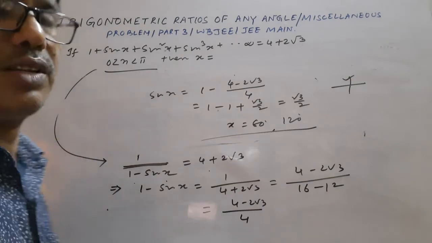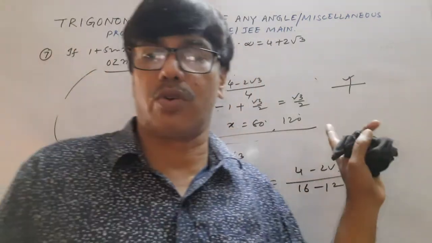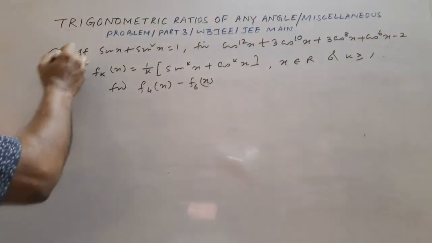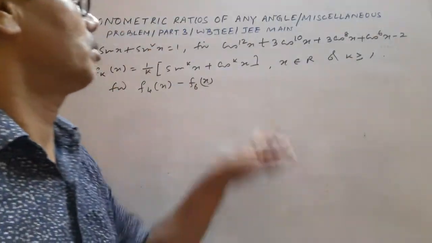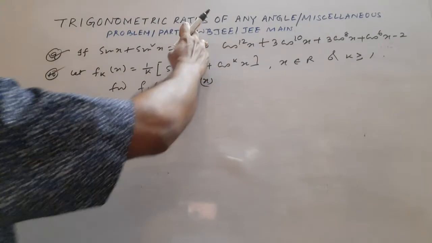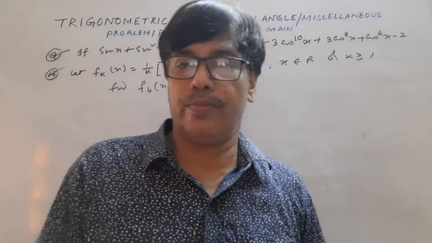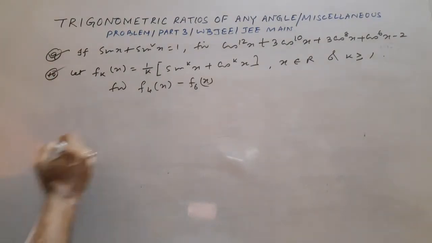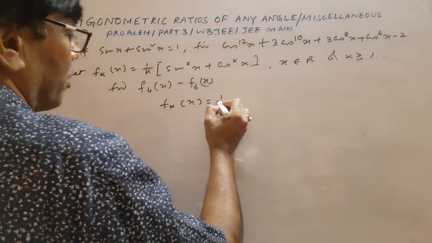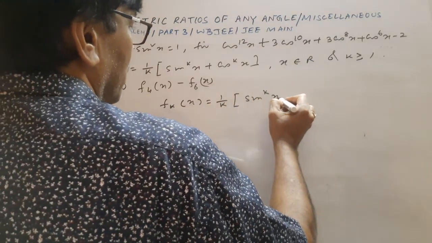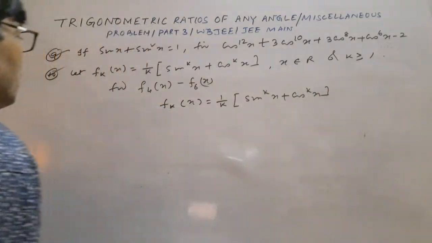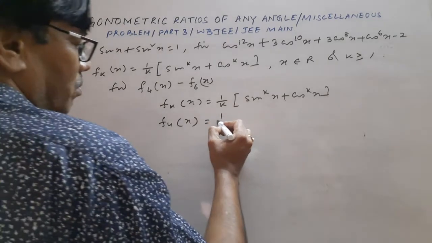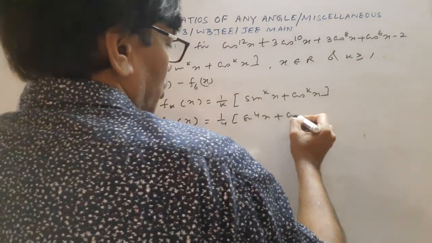After this it is very simple. Most important problem. Now problems number 9 and 10. This is a problem of class 10, but a most important problem. I have already discussed this type of problem. So try to recall problem number 10. It is given in function form: f_k(x) equals 1 by k times (sin to the power kx plus cos to the power kx). So what is f_4(x)?